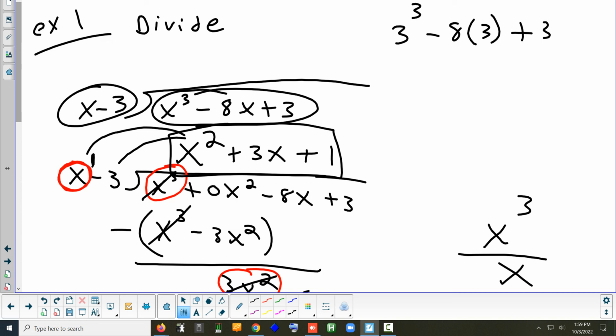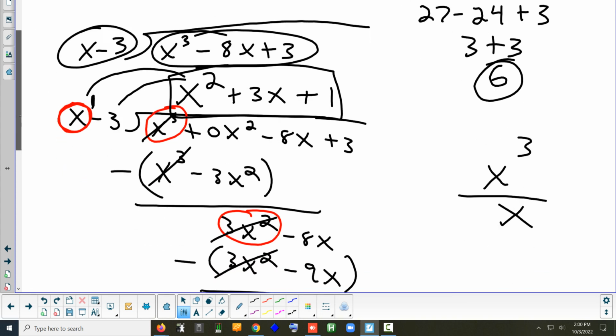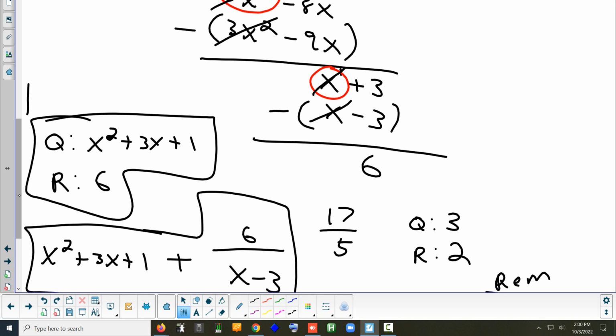And if this works, I'll write down what we just did. What's 3 cubed? 3 times 3 times 3. 27. What's 8 times 3? 24 plus 3. What's 27 minus 24? 3. And what's 3 plus 3? 6. And what do we get for a remainder in this problem? 6. So in this particular problem, there is a quick way to find out the remainder.